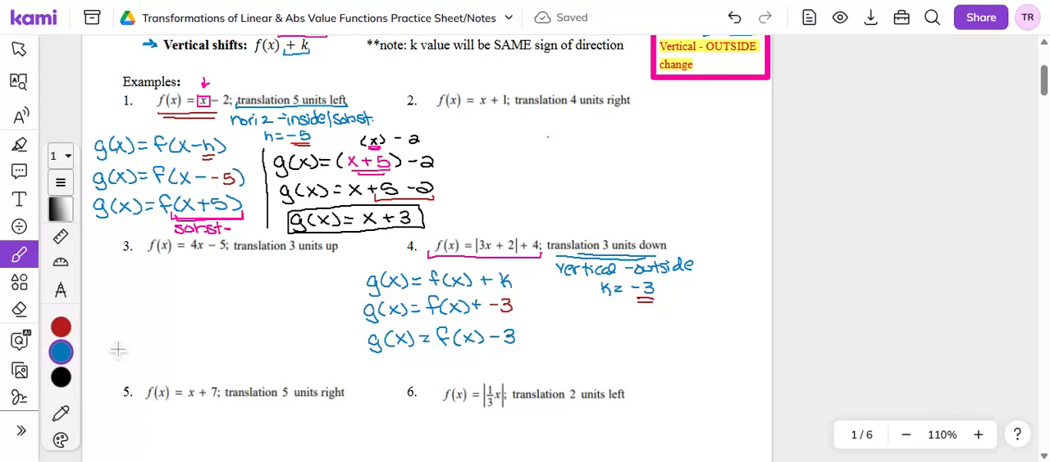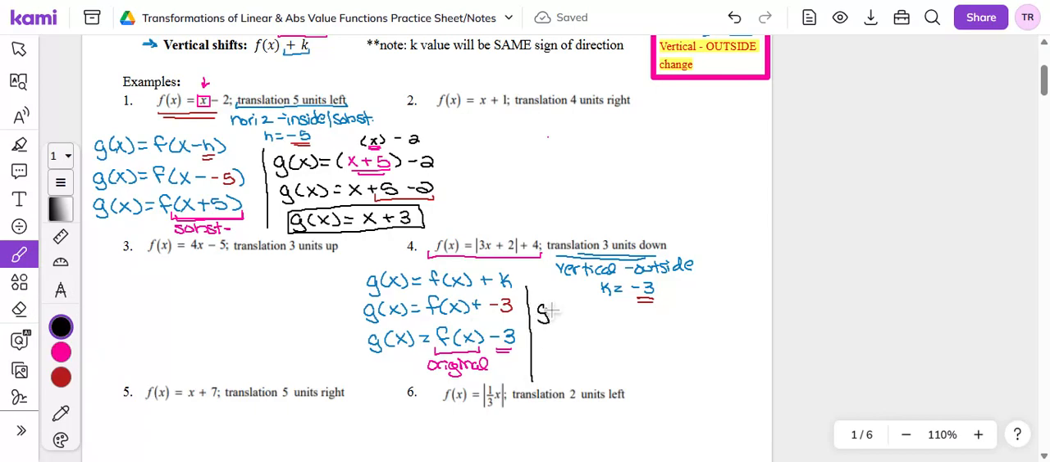Okay. Again, when I look at this, this is an original function, and I'm going to take that original function and subtract 3 from it. Okay, so again, horizontal, question 1 that we just did, we substituted inside. In number 4, there's no substitution inside. It is a vertical. That is a change on the outside. So you can see I'm just going to subtract 3 from the outside of my function. Okay, so let's get to that.